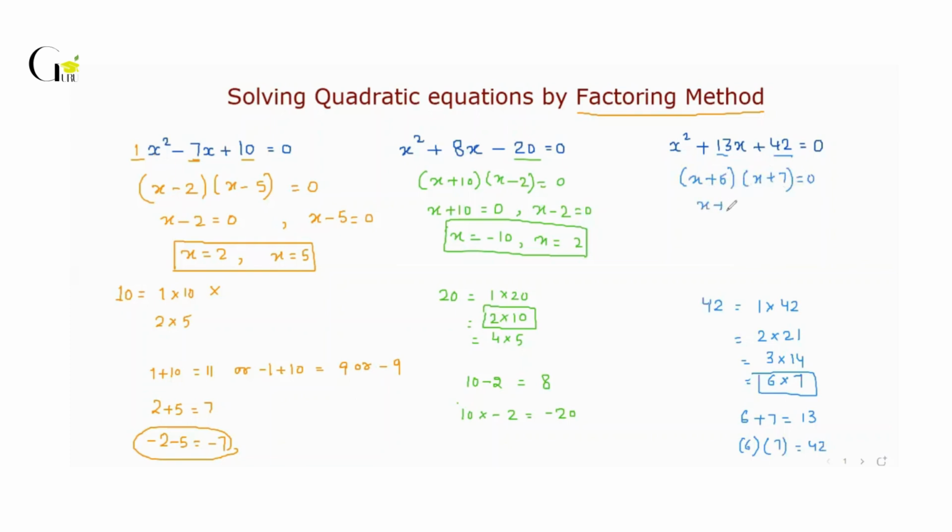And again, equate both equal to 0. x plus 6 equals 0 and x plus 7 is equal to 0, which will make it x equals negative 6 and x equals negative 7. So again, these are the two solutions of this quadratic equation.